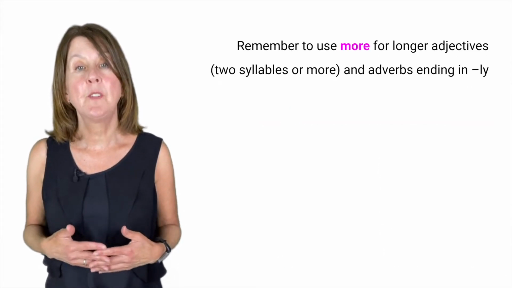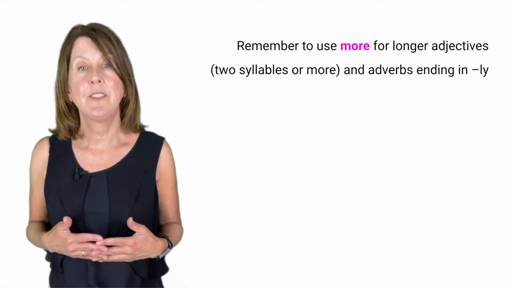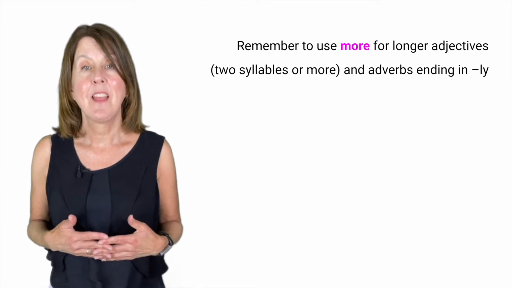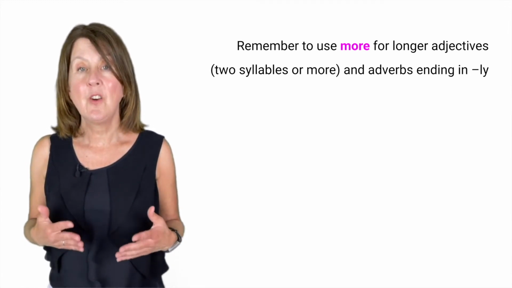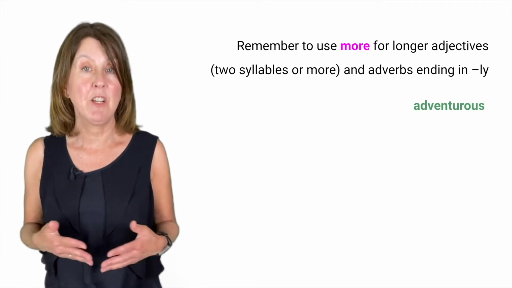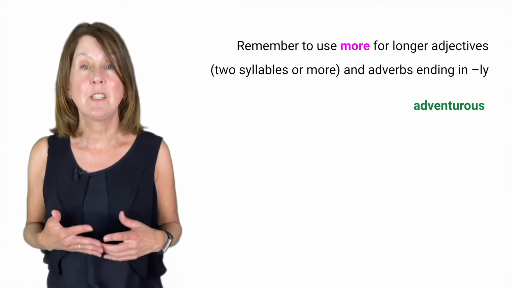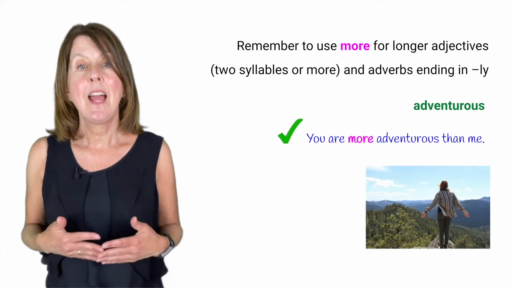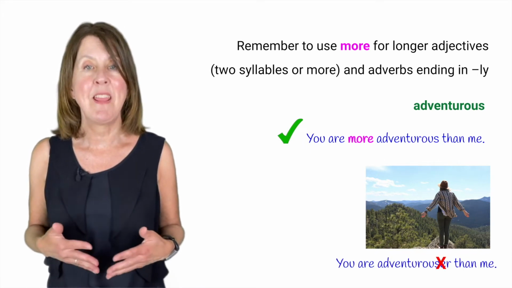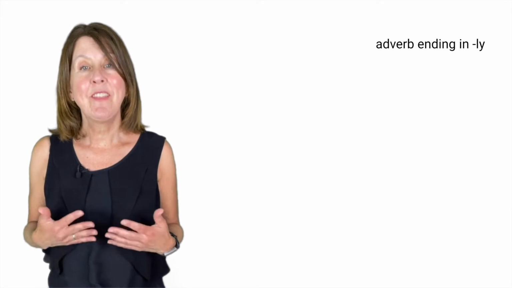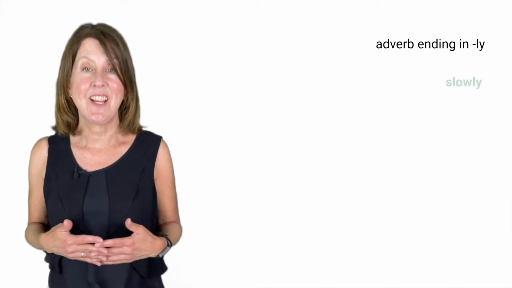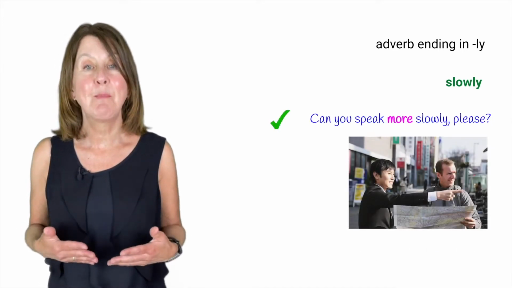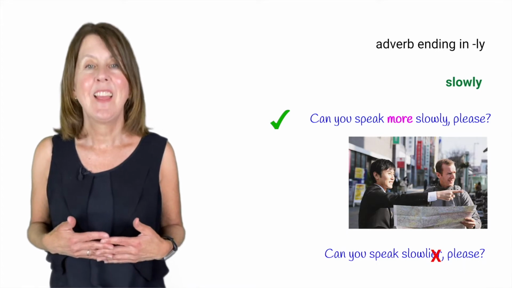And remember to use "more" for longer adjectives, 2 syllables or more, and adverbs ending in -ly. So for example, with a long adjective such as adventurous, that's 4 syllables, we say "you are more adventurous than me" and not "you are adventurouser than me." Or with an adverb ending in -ly, such as slowly. "Can you speak more slowly, please?" Not "can you speak slowlier, please?"